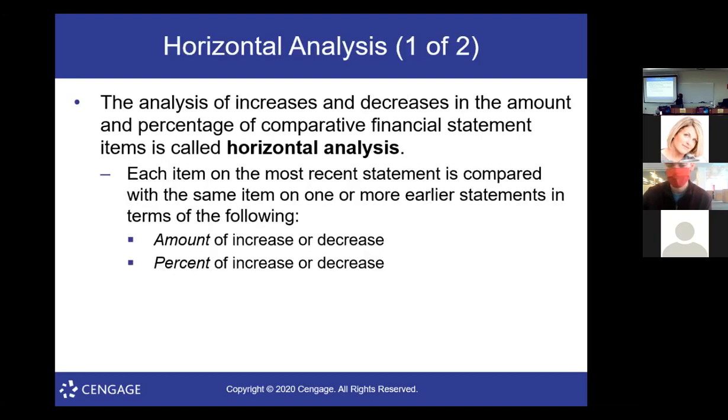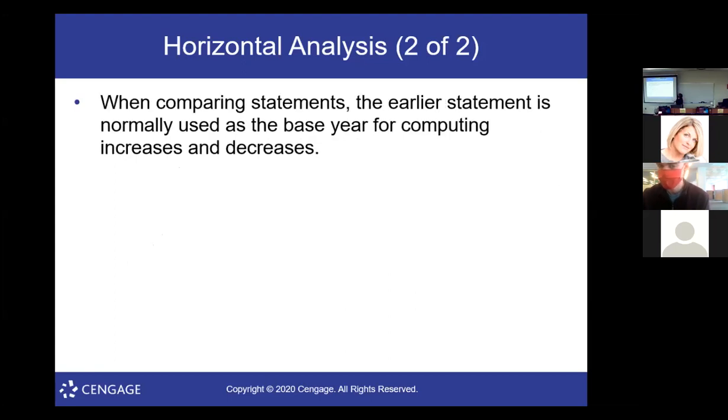The analysis of increases and decreases in the amount and the percentage of a comparative financial statement is called a horizontal analysis. Each item on the financial statement is compared with the same item on one or more earlier statements, in terms of the dollar amount of the change, either increase or decrease from prior year to current year, and the percent of the increase or decrease. So let's take a look.